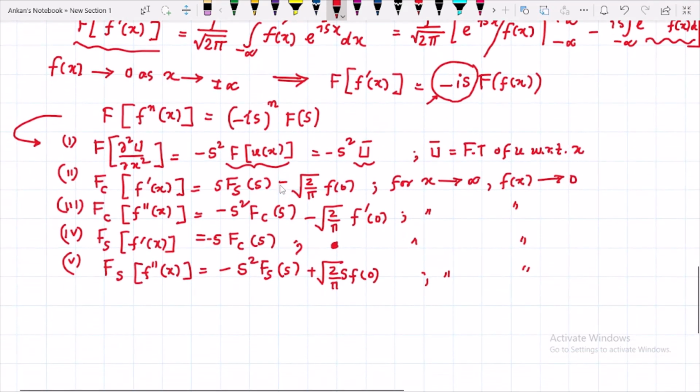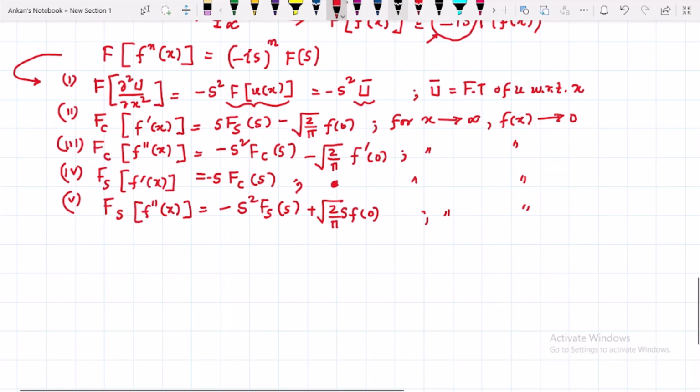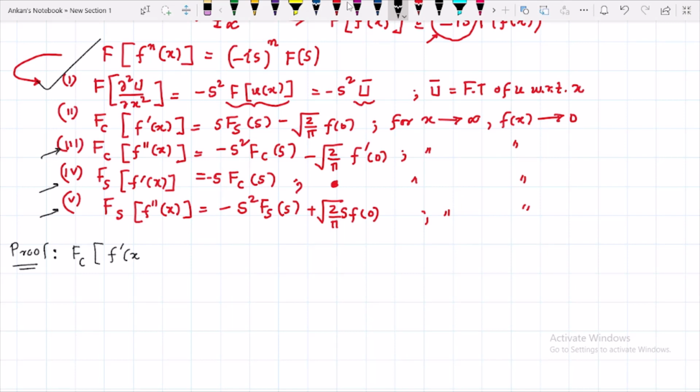Now we have to prove it, otherwise it will be like something you have to memorize. So let us see the proofs. First one is easy. I'm not going to show the first proof. The second one you have to prove, and if I show you the second one, then you can also obtain the fourth one. If I show you the third one, you can obtain the fifth one. So one sine and one cosine I want to show you. So at first I want to show you how this result arises.